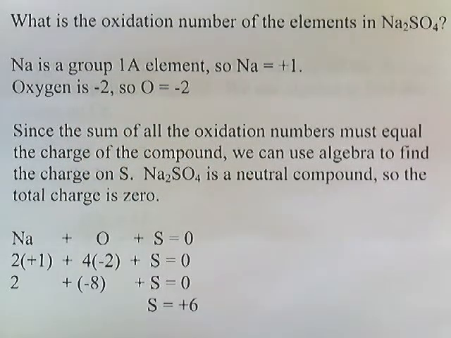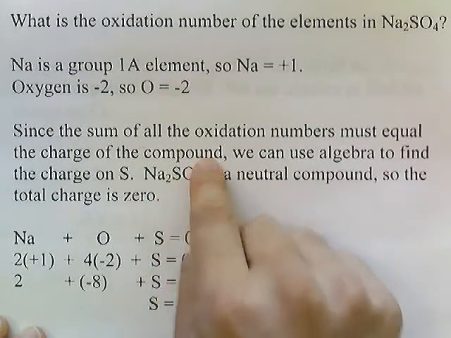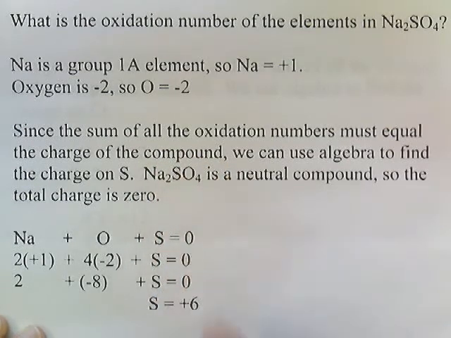Now, since the sum of all the oxidation numbers must equal the charge on the compound, we use algebra to find the charge on sulfur. Na2SO4 is a neutral compound, so the total charge is 0. There's no negative or positive sign written here, so it's neutral. The total charge is 0.